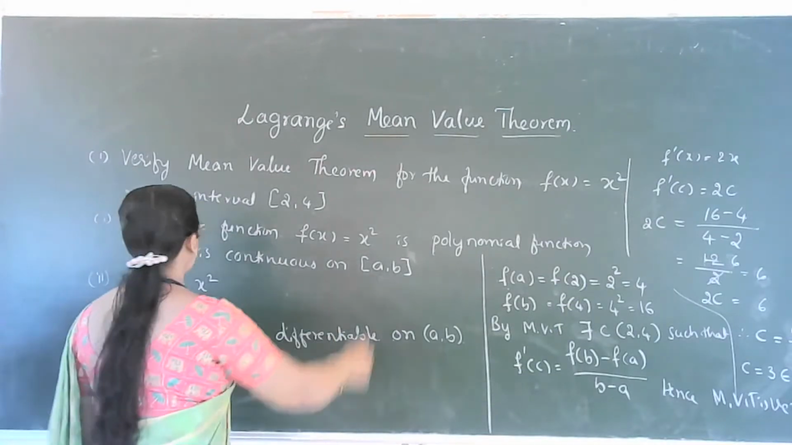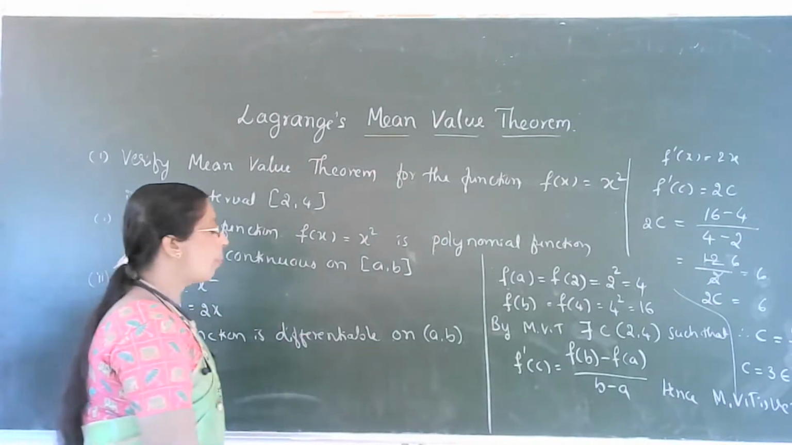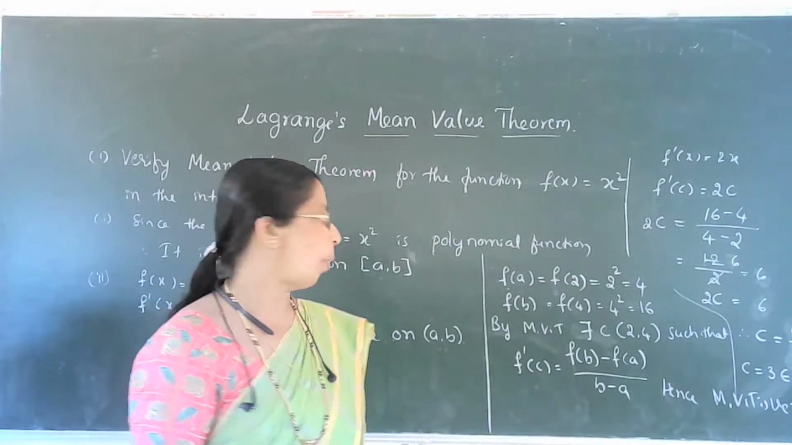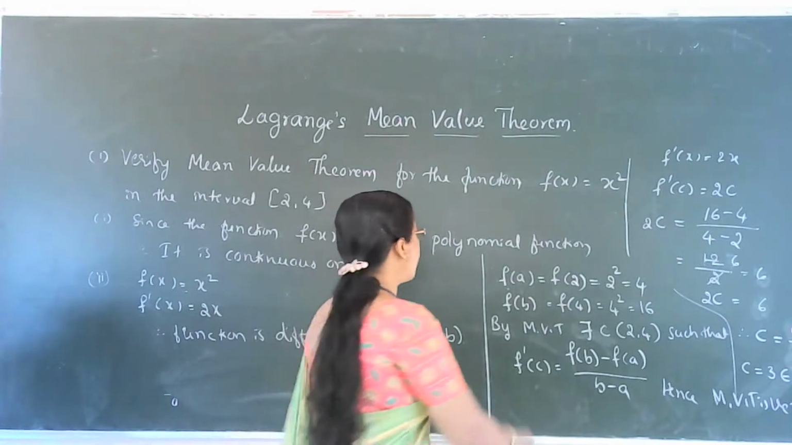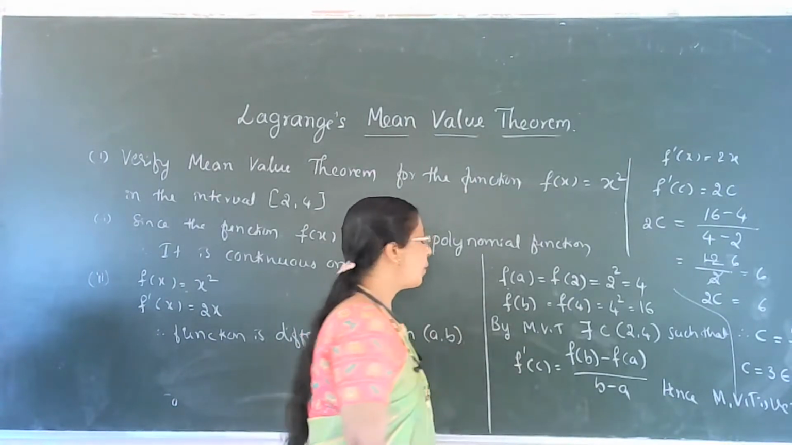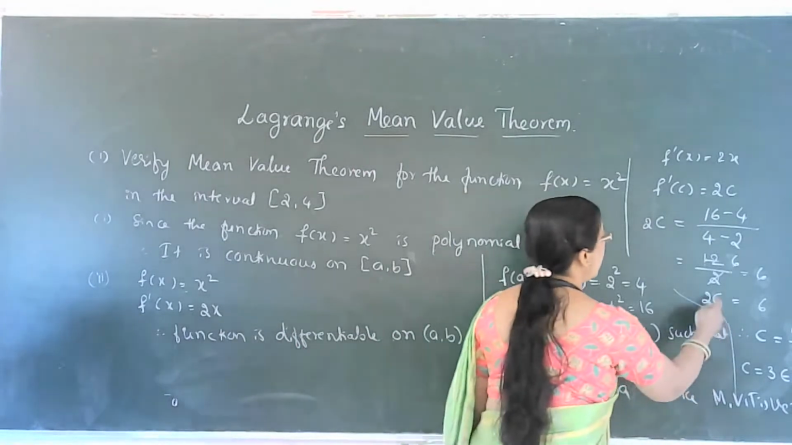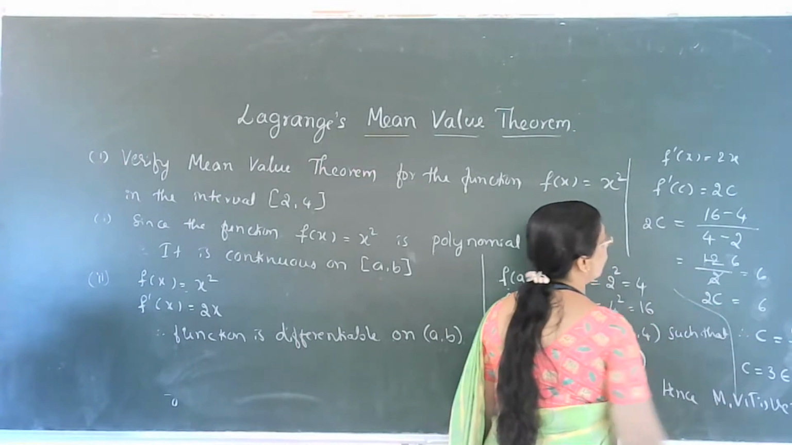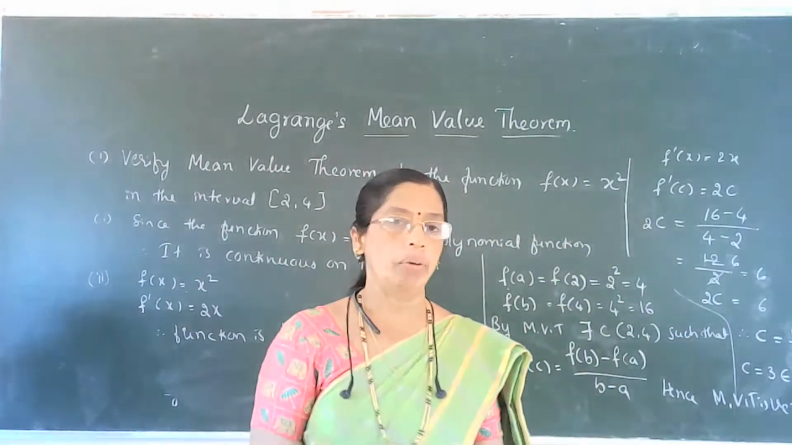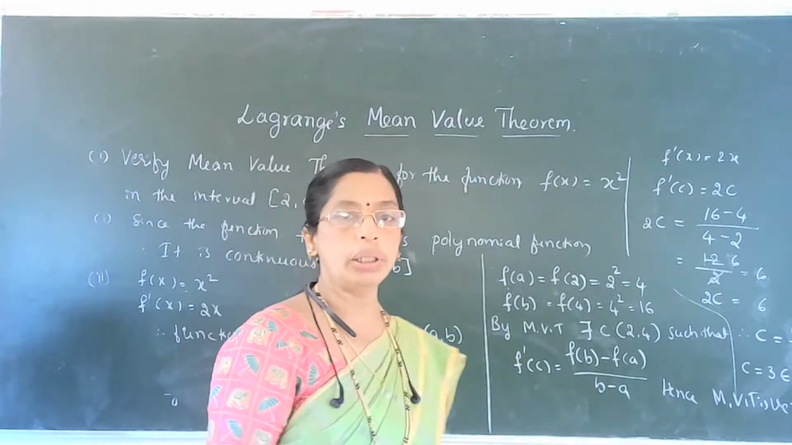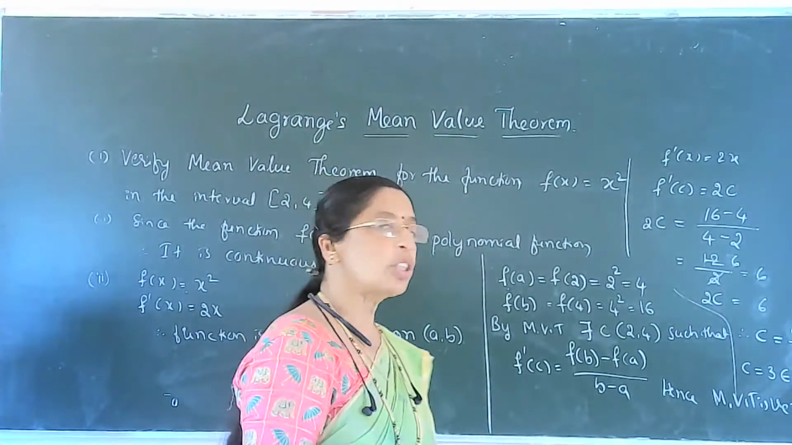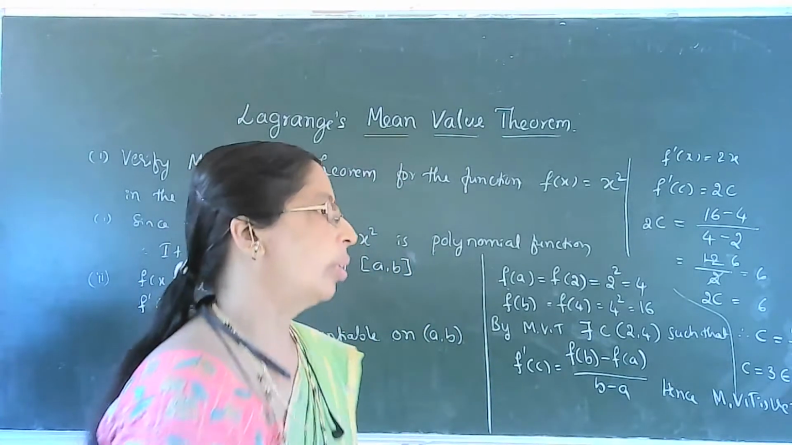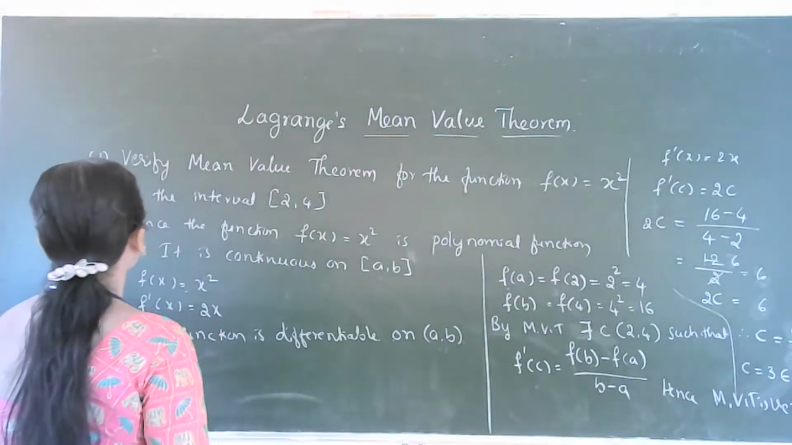Continuity on the closed interval [a, b], then differentiability on the open interval (a, b). Then find the values of f of a and f of b. Then by the mean value theorem, f dash c is equal to this derivative with respect to c. We equate these two and we get the value c is equal to 3, which belongs to (2, 4). Only then is the mean value theorem verified. If it does not belong to the open interval (2, 4), the mean value theorem is not verified.